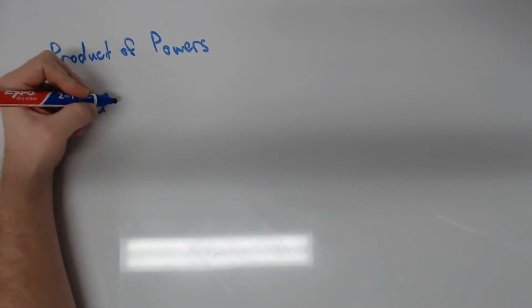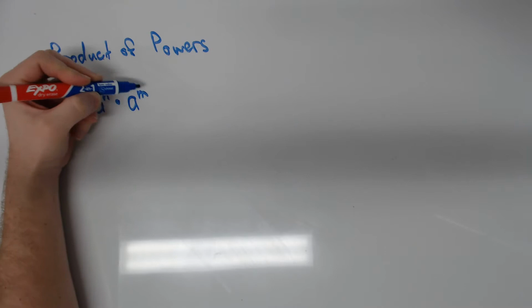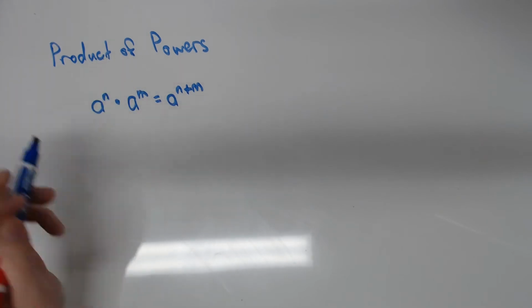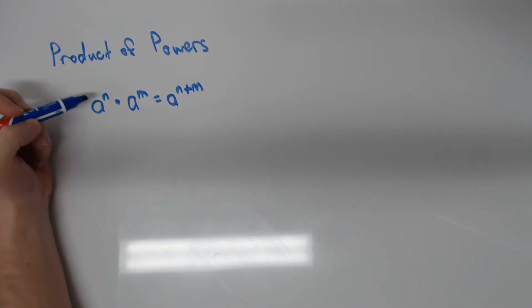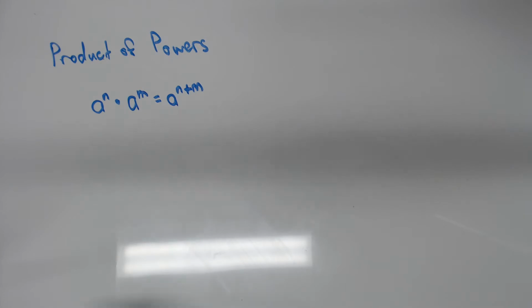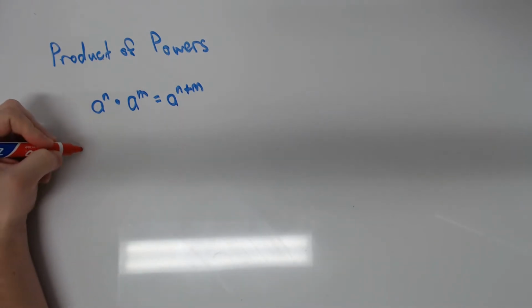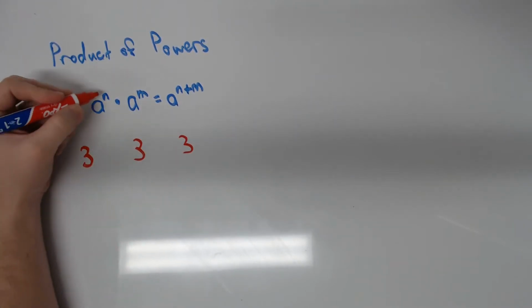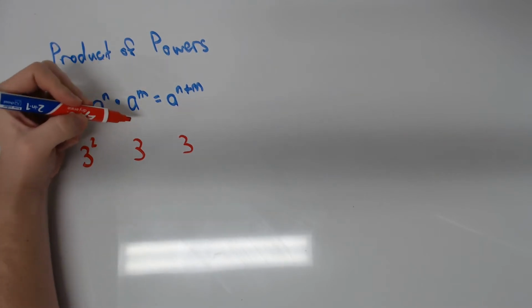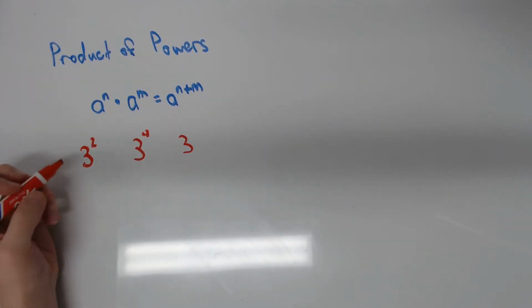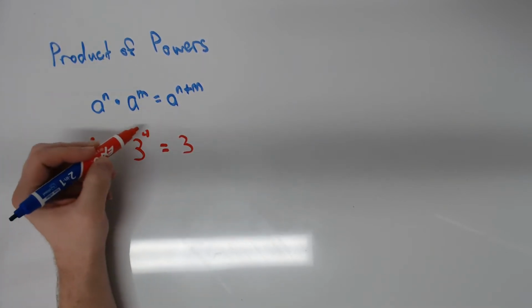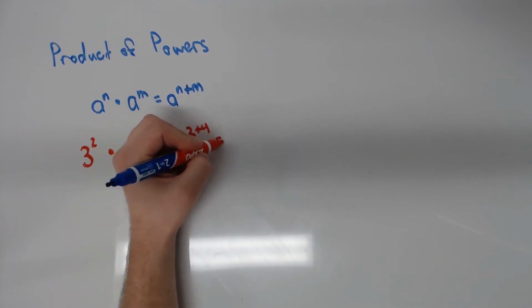So what this looks like is a to the n times a to the m equals a to the n plus m. So here what's happening, and I'm going to use real numbers for this most of the time, is if a is the number 3, this a also has to be 3, so does this a. If n is squared and m is to the 4th power, I multiply those bases together, my result should be 3 to the 2 plus 4, or 3 to the 6th power.